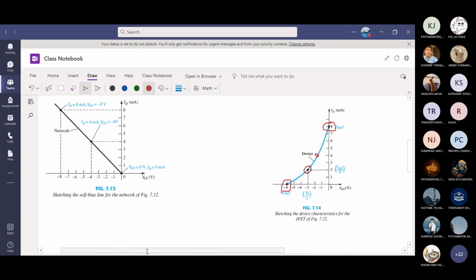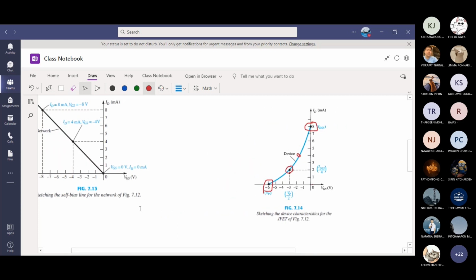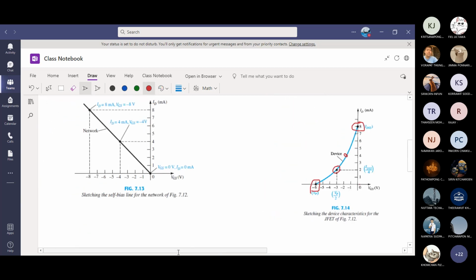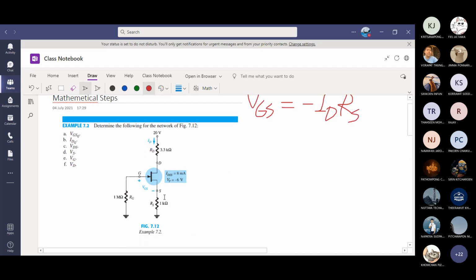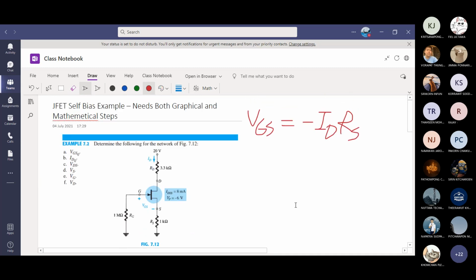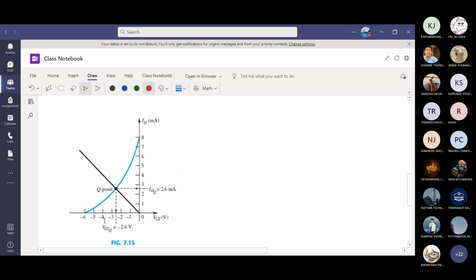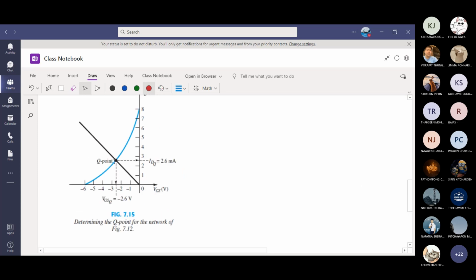This is shown separately, but you actually have to draw everything together. And if you draw a curve and then you draw this load line using the equation VGS equals minus IDRS, the end result will look like this. See where the Shockley curve is? Here. And 2 milliamp and minus 3 volt is right here.